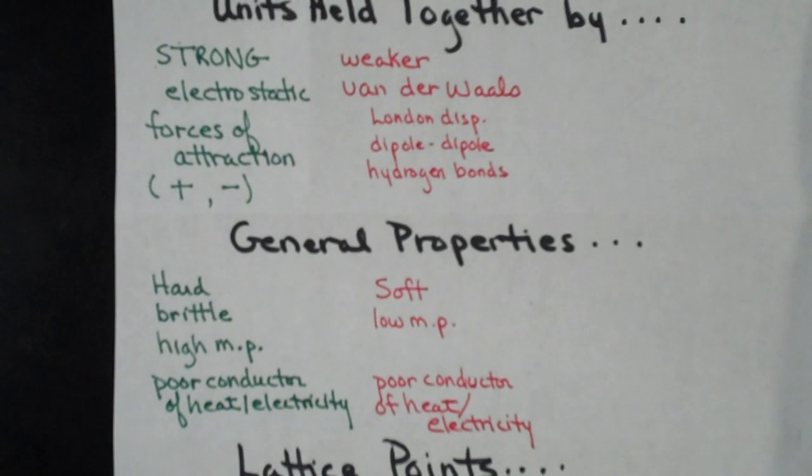They are hard, brittle, they cleave along a plane, they tend to have high melting points, and as a solid they are poor conductors of heat and electricity.